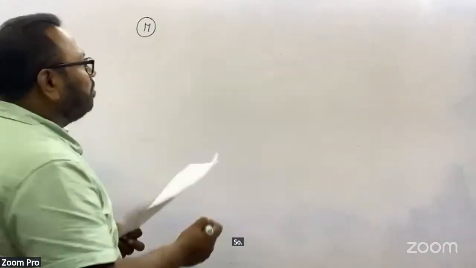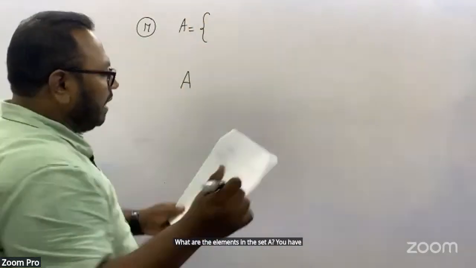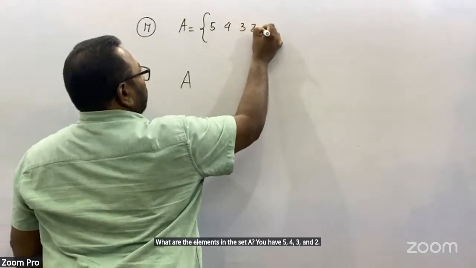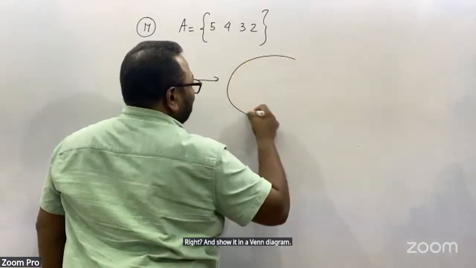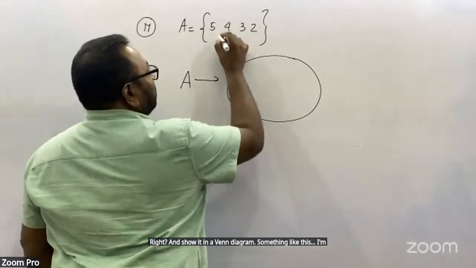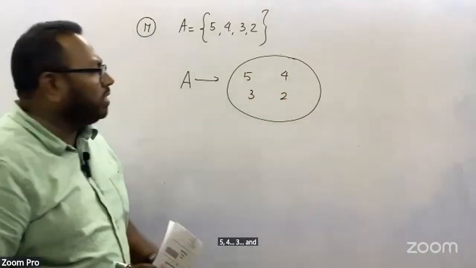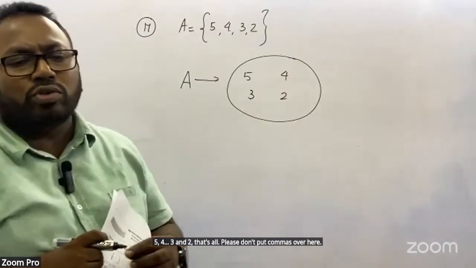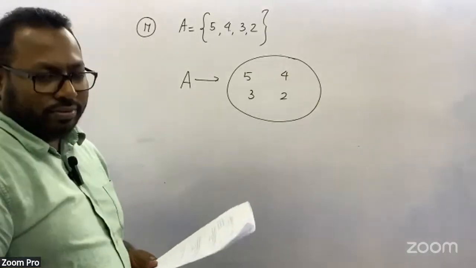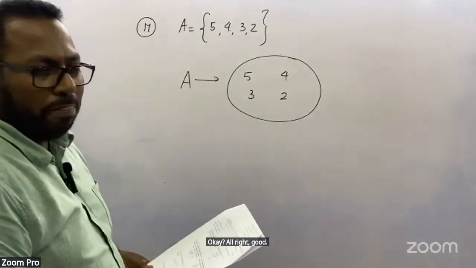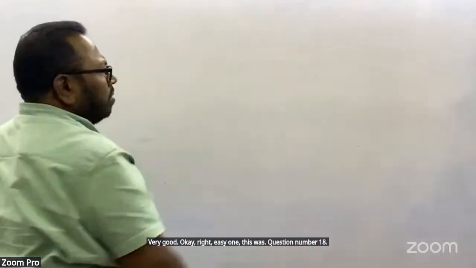So show this in a Venn diagram. So you have a set A. What are the elements in the set A? You have 5, 4, 3, and 2. Right? And show it in a Venn diagram. Something like this. And write all your elements, 5, 4, 3, and 2. That's all. Please don't put commas over here. You're not supposed to write any commas. Just write the numbers. Okay. All right. Good. Very good. Okay. Right. Easy one. This was question number 18.